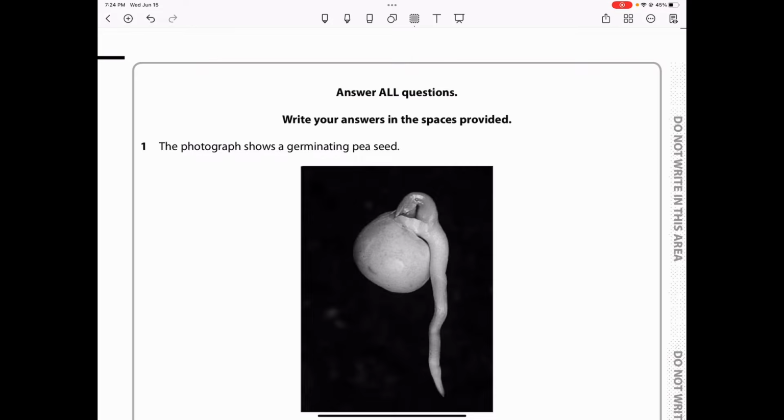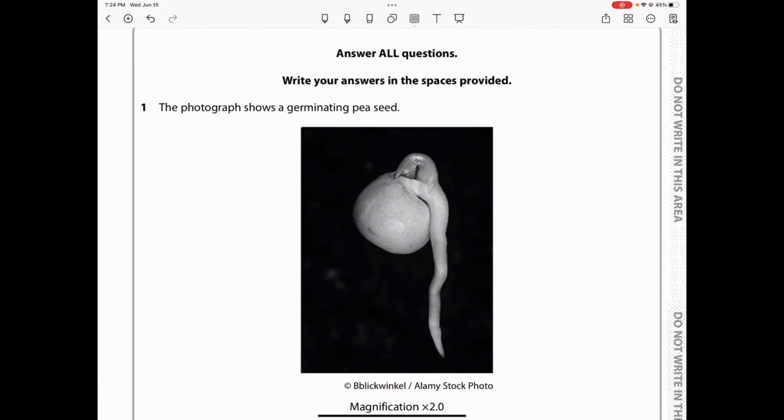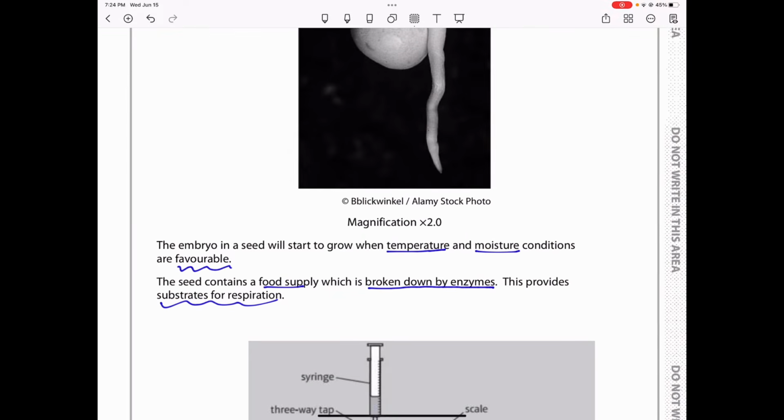The first question says, the photograph shows a germinating pea seed. It says the embryo in a seed will start to grow when the temperature, moisture, and conditions are favorable. This is growth, which is basically germination. Favorable conditions will include the right temperature, the moisture, which is basically water, as well as availability of oxygen. These are very important during germination or growth of the embryo.